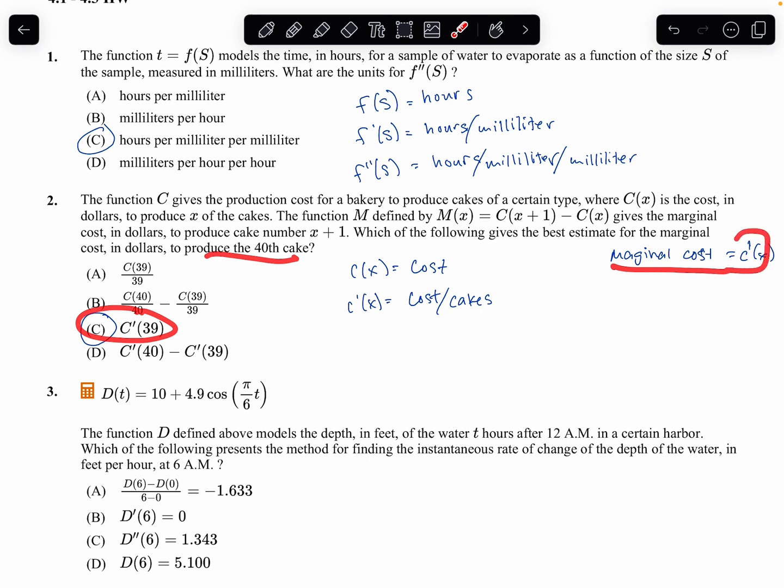Marginal cost, which of the following best gives the estimate for marginal cost. C prime is used to represent marginal cost. So c prime of 39 would give us the best estimate at the 40th cake.